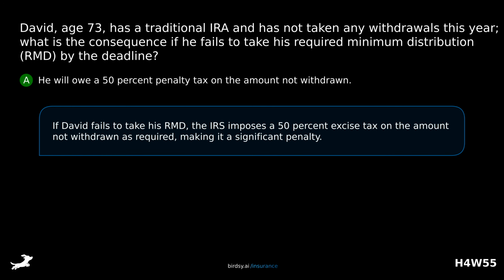If David fails to take his RMD, the IRS imposes a 50% excise tax on the amount not withdrawn as required.